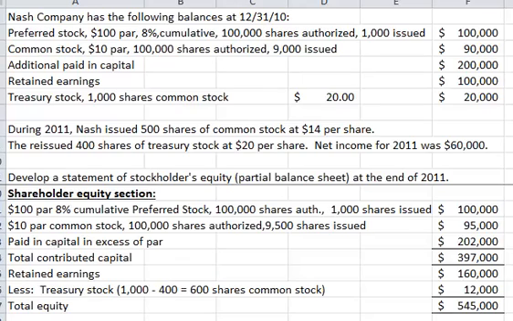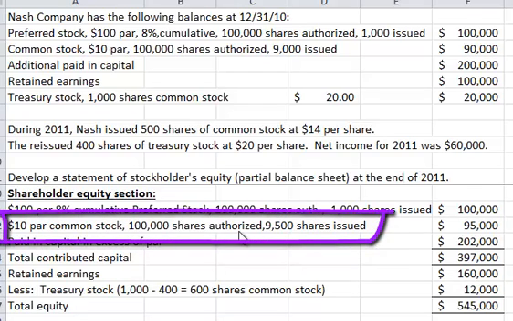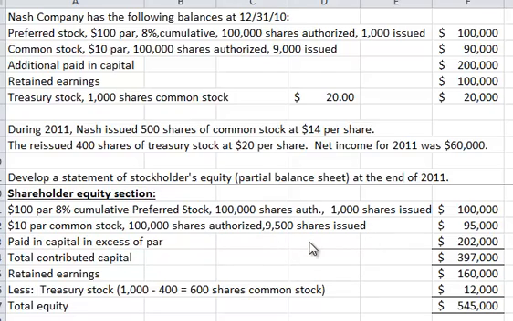So here I have the shareholder equity section built with all the details added from the balances that we just computed. So I have the amount for preferred, and notice I put the full description of the preferred shares. I include the number of shares authorized and the number of shares issued. For the common, I include the full name, the $10 par. I include the number of shares authorized and the number of shares issued. Notice the number of shares issued went up by the shares we issued during the year. So it used to be 9,000, now it's 9,500.